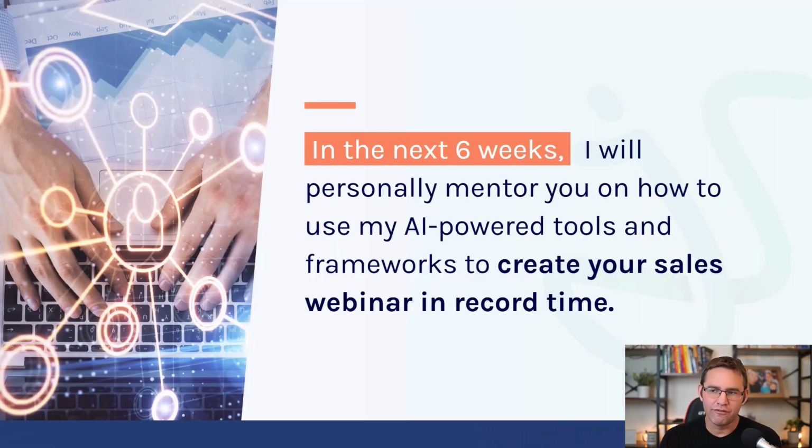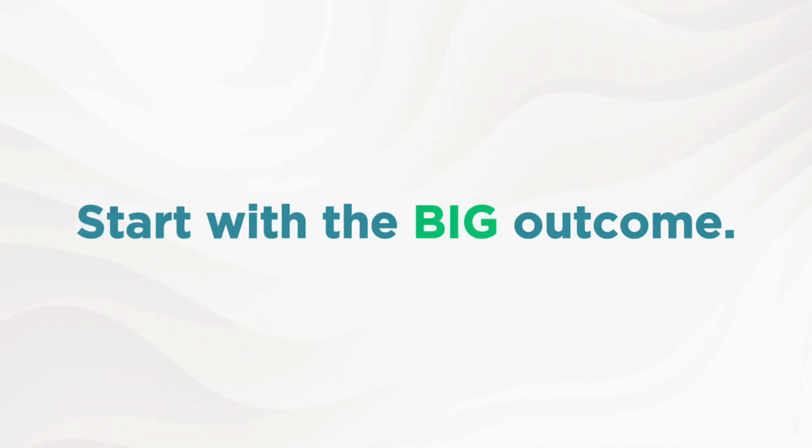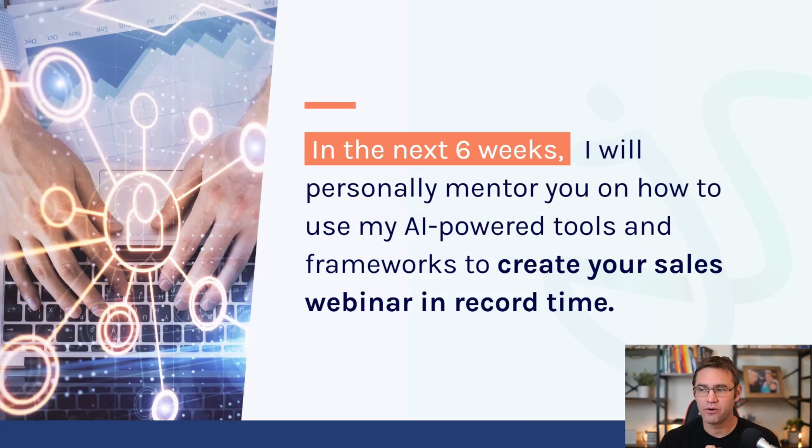And then instead of going into the features right away, I start with the big outcome. So I'll say something like, in the next 6 weeks, because it's a 6-week program, I will personally mentor you on how to use my AI-powered tools and frameworks to create your sales webinar in record time. So I'm starting with the big outcome. Give me 6 weeks and we'll do these things. If you're selling something that has a length to it, 4 weeks, 6 weeks, 8 weeks, a great way to frame the big outcome is in X amount of time, you will do this, or we will do this. It's a great way to start off your offer, your pitch, whatever you want to call it, because you're starting with a clear big outcome.